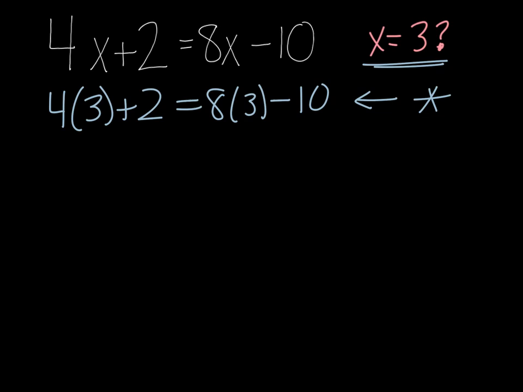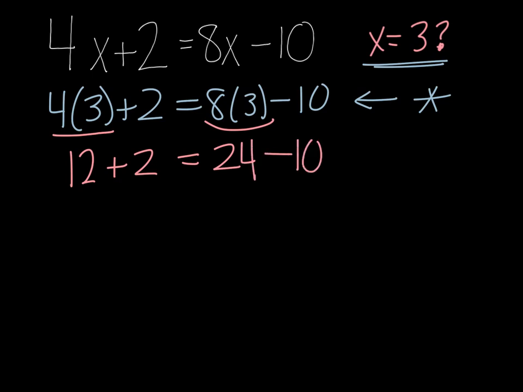Okay, then we're going to simplify each side of this so that it just equals one number, and we're going to see if both sides equal each other. Okay, so let's start over on the left-hand side. I've got 4 times 3 because I'm multiplying first. That's 12 plus 2, and that equals, I'm going to go over to this side now and simplify a step. 8 times 3 is 24. And I'm going to bring down my minus 10.